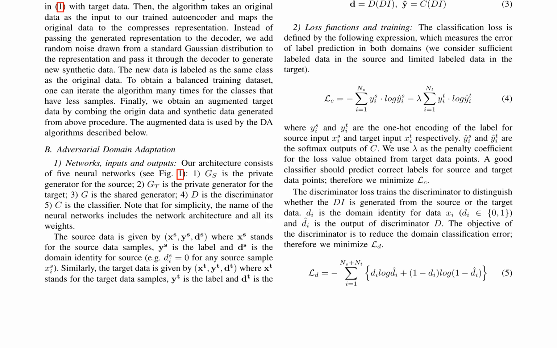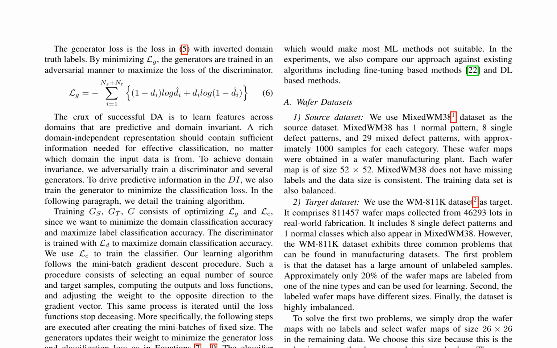The authors then describe their adversarial DA approach, which involves 5 neural networks: private generators for the source and target, a shared generator, a discriminator, and a classifier. The private generators map the source and target data to a compressed representation, which is then fed into the shared generator to learn a domain-independent representation. The discriminator and classifier are trained to distinguish between the source and target data and to predict the labels, respectively.